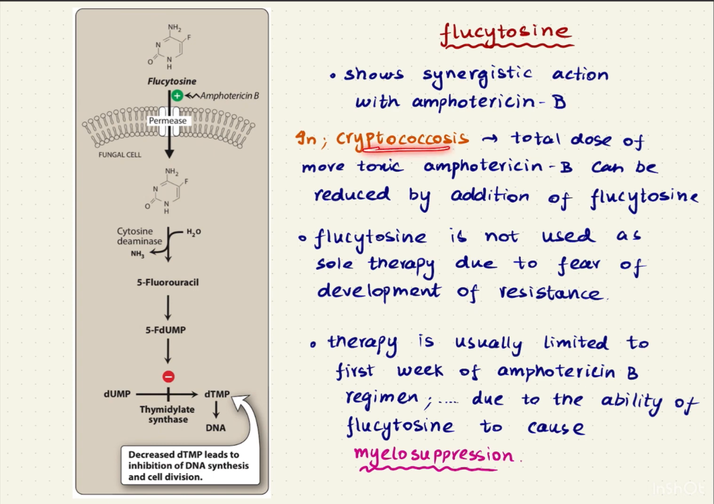Now, in cryptococcal infections, in cryptococcal meningitis, etc., the total dose of amphotericin B can be reduced by addition of flucytosine. Flucytosine, however, is not used as sole therapy due to fear of development of resistance. And therapy is usually limited to the first week of amphotericin B regimen because flucytosine can cause myelosuppression, because of which amphotericin B and flucytosine can be given during the first week, after which flucytosine should be stopped because of its fear of myelosuppression. So that's it for this video.